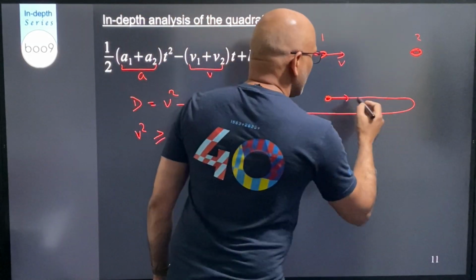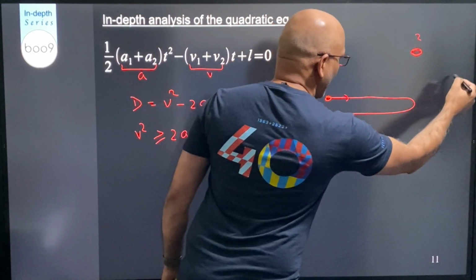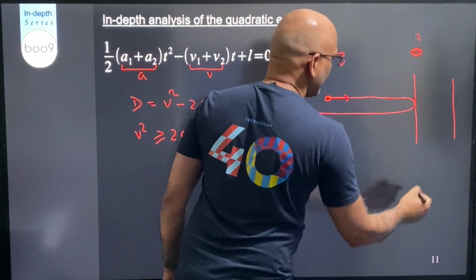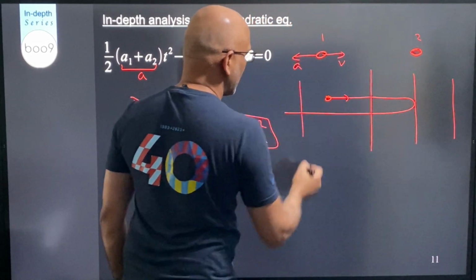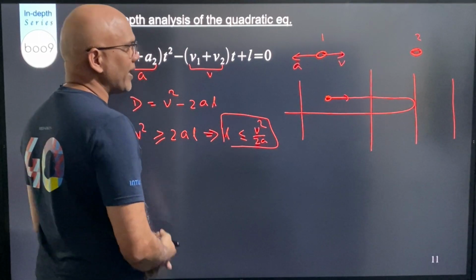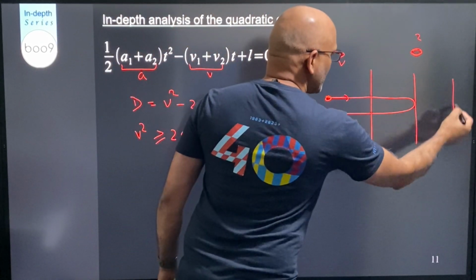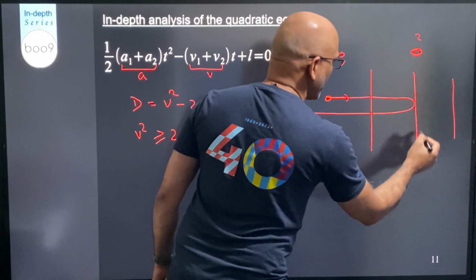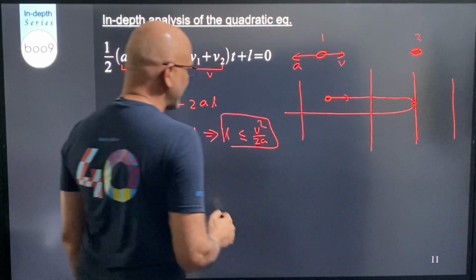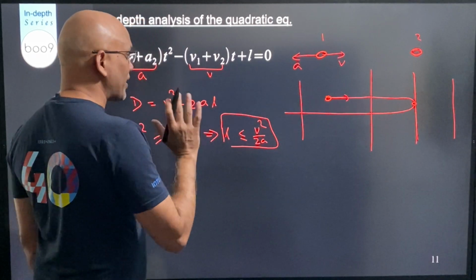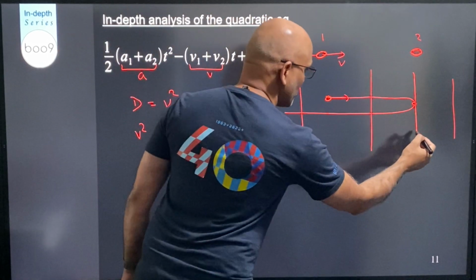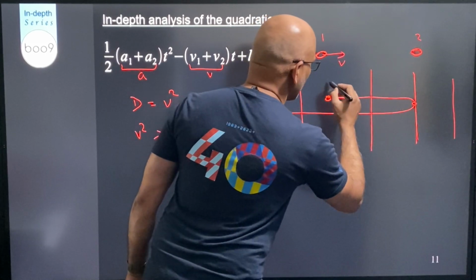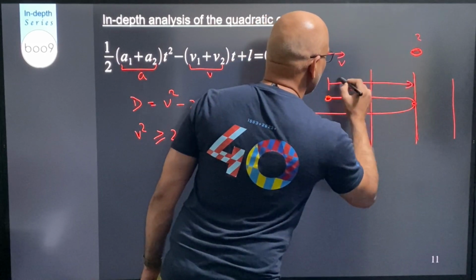Now this particle 2 can be anywhere. It can be here, it can be here, it can be anywhere, right? So if the particle was here, obviously it is not going to meet, right? If the particle is right about here, it's going to meet one time, and that is what gives us the value of L max. So this is the maximum separation, right? So this is going to be the L max.